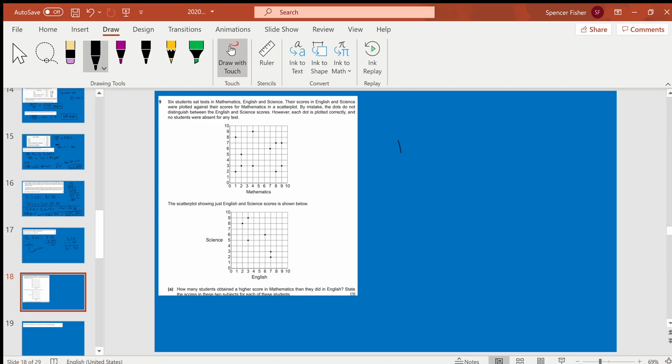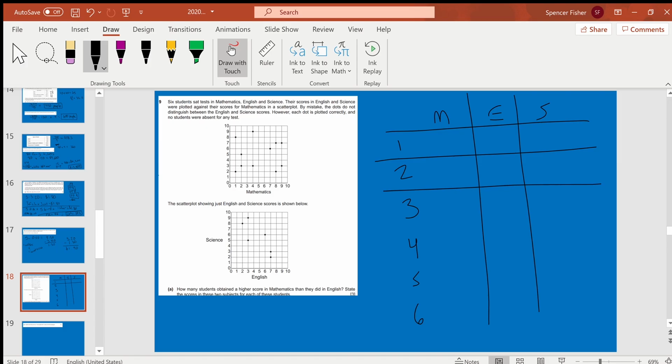So we know that there's 6 students, so we can make a little chart here. Okay, we know we have math, English, and science. And like I said, this is going to be a great process of elimination problem here.